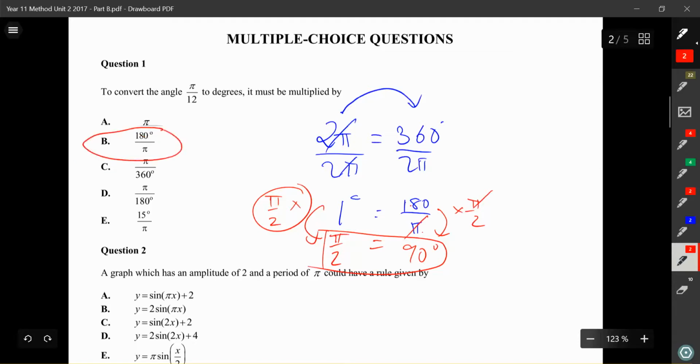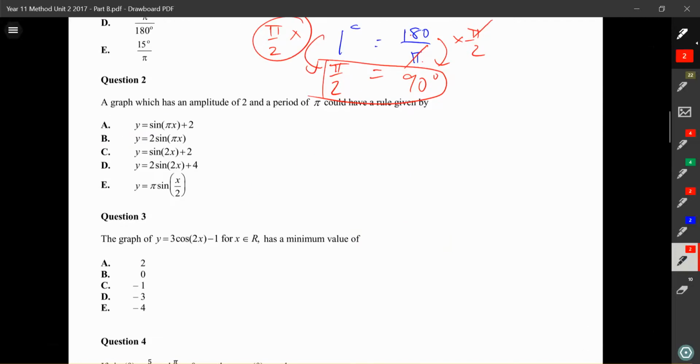For those who can't be bothered going through that, I guess you can memorize that as well. Okay, next one. Let's go with the graph which has an amplitude of 2 and a period of pi could have a rule given by.